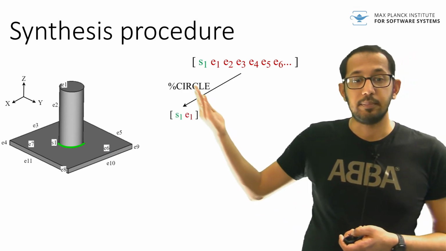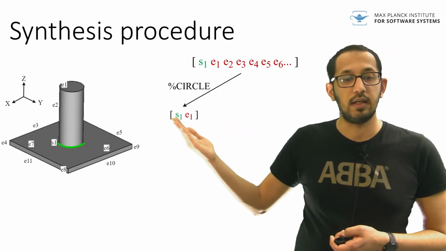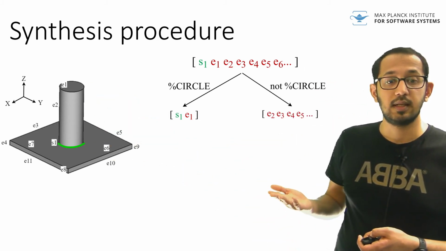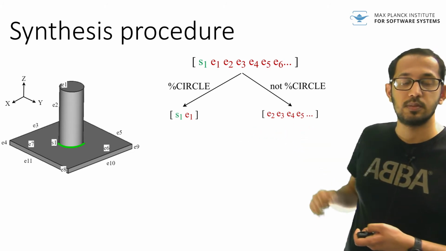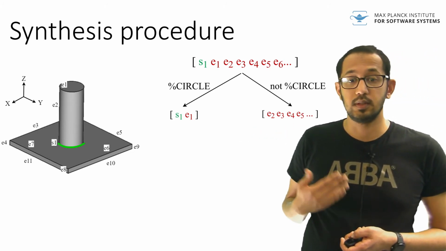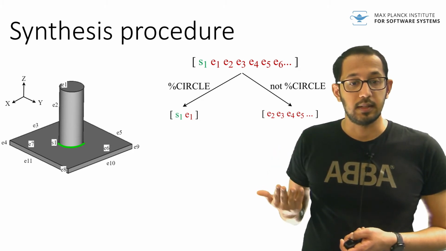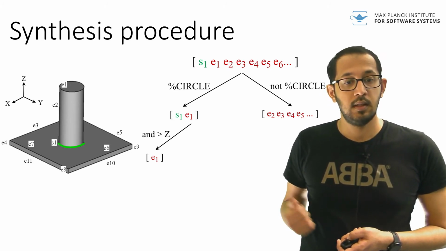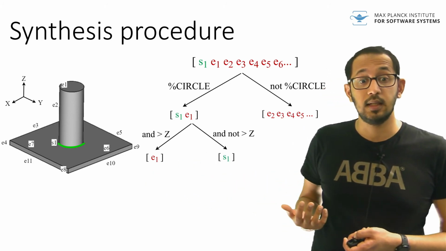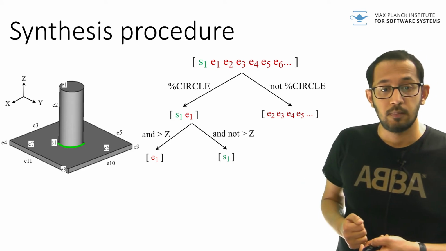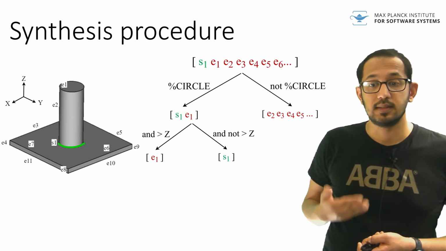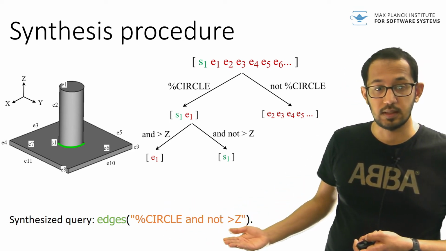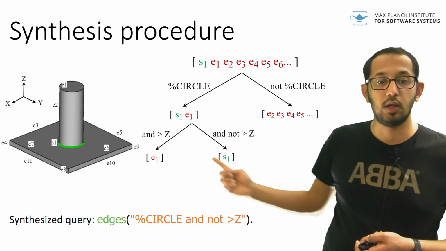We see that it is type circle. We get S1 and E1 here, but quite nicely this predicate eliminates every other edge. Next, we do the same. We ask what the best predicate is, and here it seems that it is maximal in the z-axis. This gives us E1 here, and quite nicely, we have S1. So our final synthesized query is type circle and not maximal z.